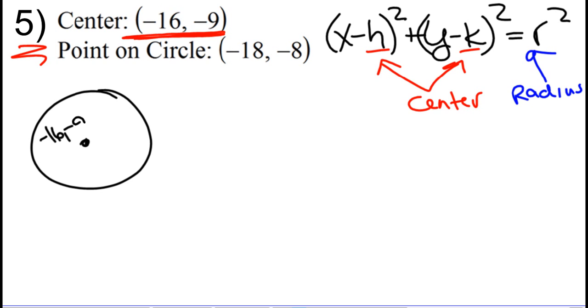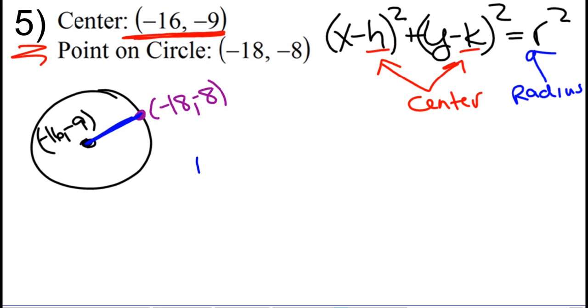We've got negative 16, negative 9 for the center of the circle, and then a point on the circle. It doesn't matter where it's at. We're not looking to actually graph this in the coordinate plane right now. We're just looking to have an abstract picture. So we have negative 18, negative 8. It is somewhere on the circle. And of course, our radius is the distance between those two points, and we are going to use the distance formula.